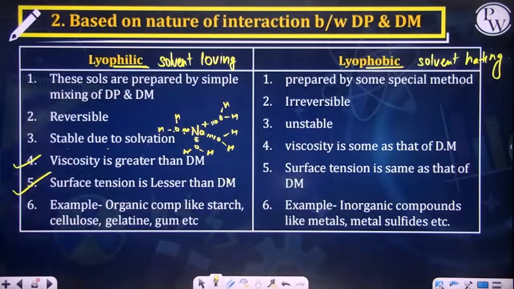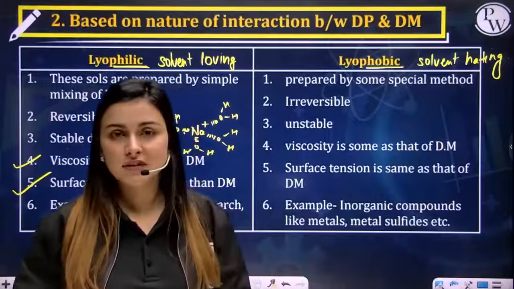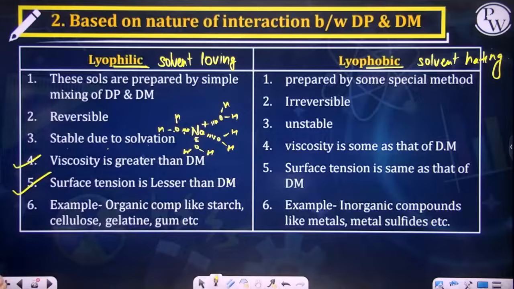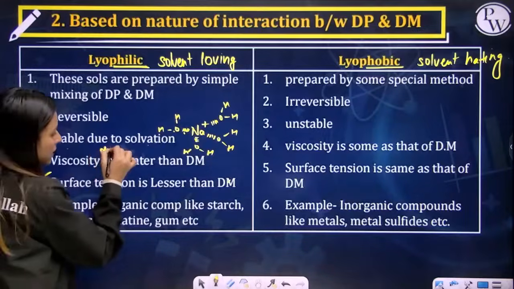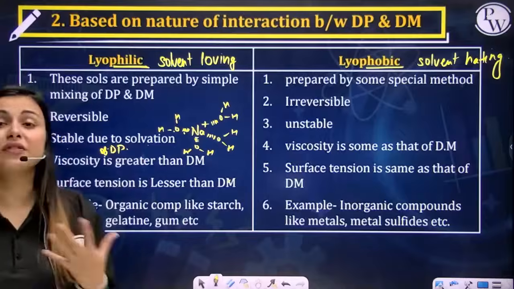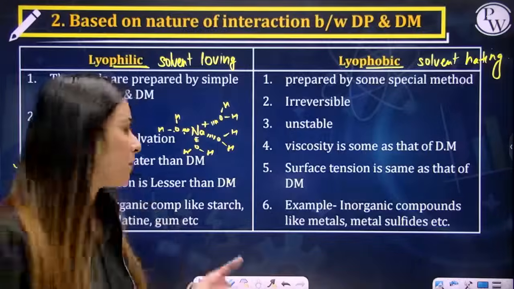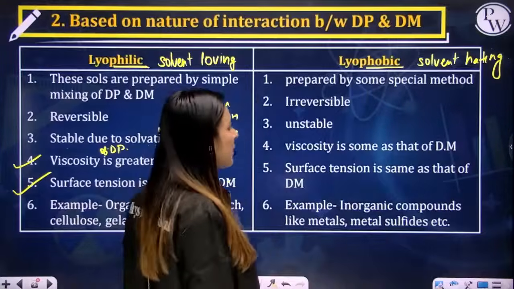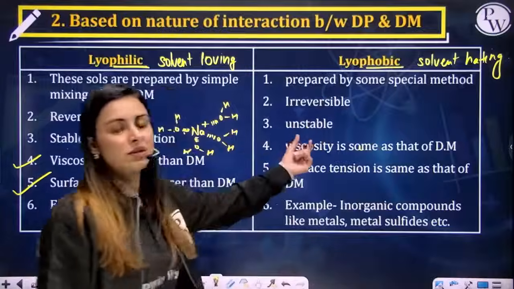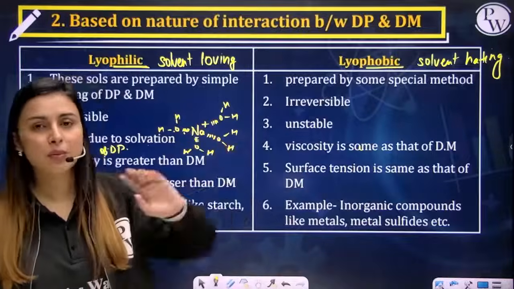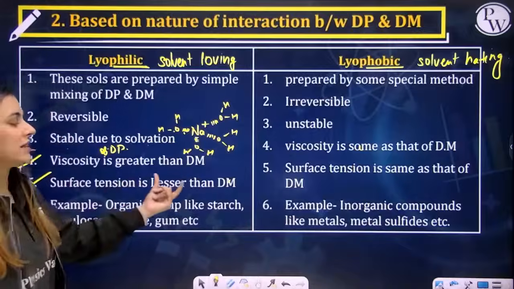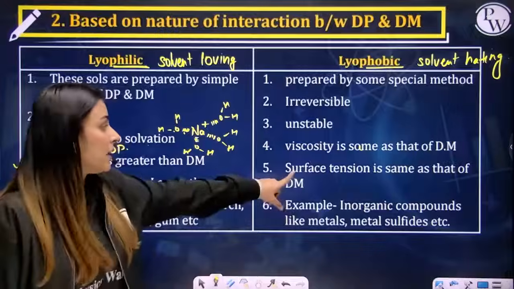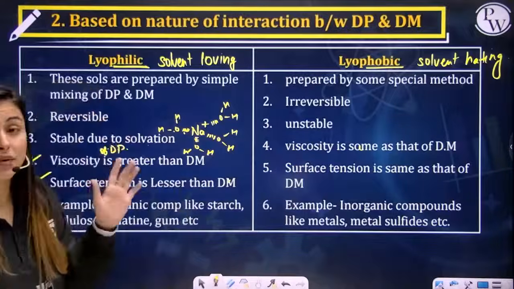You need to memorize them, because viscosity and surface tension are terms of physics, and you'll understand more about this part in physics. Whenever you talk about viscosity, for lyophobic, DP is greater than DM. Your dispersed phase, the viscosity will be more than DM. That is your dispersed medium. Here, my dear students, viscosity is same, it is same as DM. So the viscosity of DP and DM is nearly same. You need to memorize it. Next is surface tension is lesser than DM. Okay, comparatively to the dispersed medium, the surface tension is less. Here it is almost same. Okay, so this is something which you need to memorize.